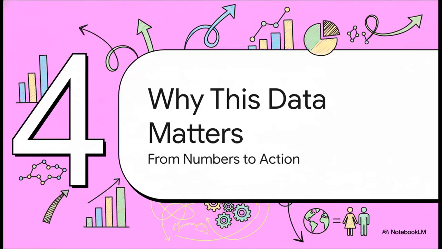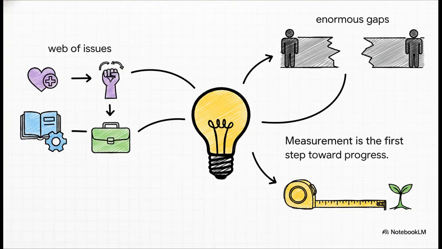So after looking at all these numbers, some of them pretty shocking, what's the big takeaway? Why does tracking this index, why does this data matter so much? So what have we really learned? Well, first, that gender inequality isn't just one thing. It's a complicated web of issues that cut across health, power, and money. Second, the gaps around the world are enormous. And third, and this is so important, the GII gives us a clear, standardized way to see the problem. And that is the whole point. You can't manage what you don't measure. This index is that essential first step toward making real, meaningful progress.